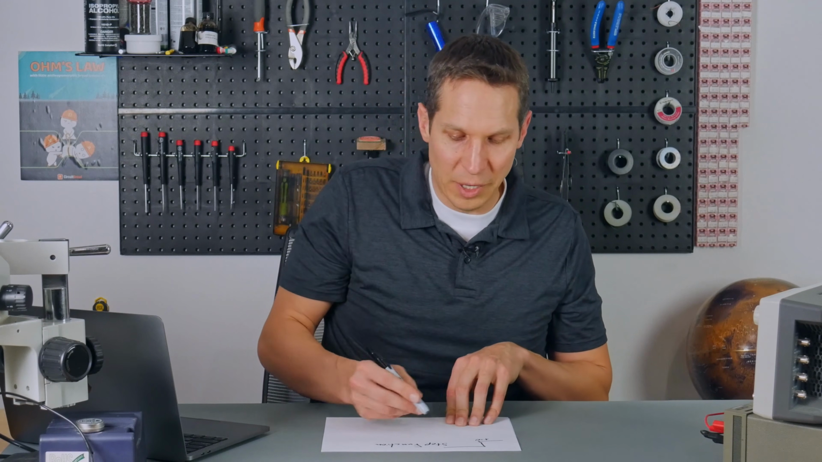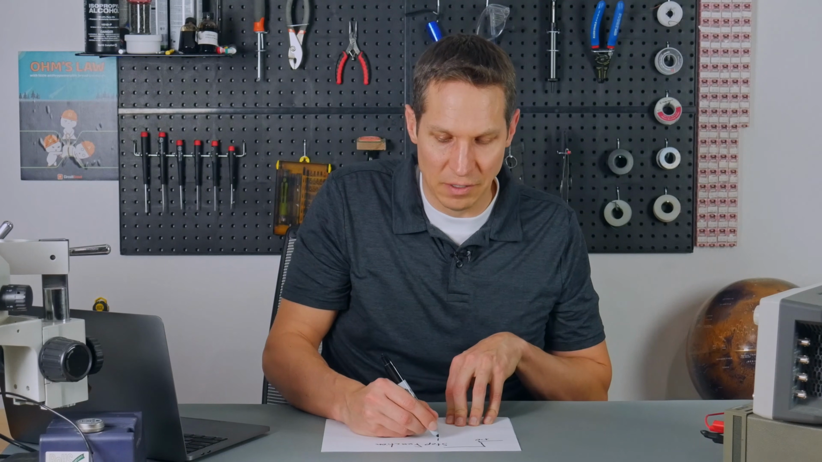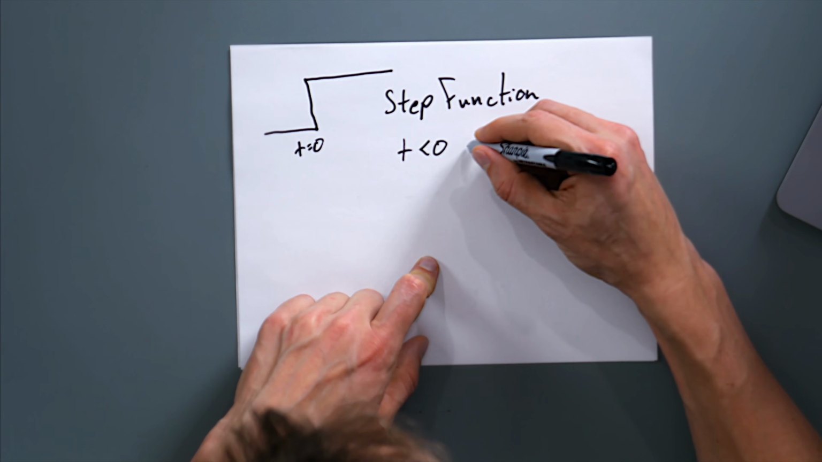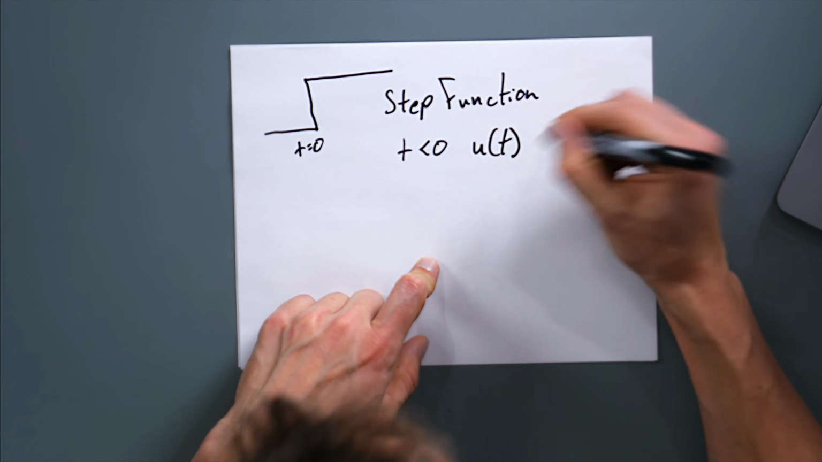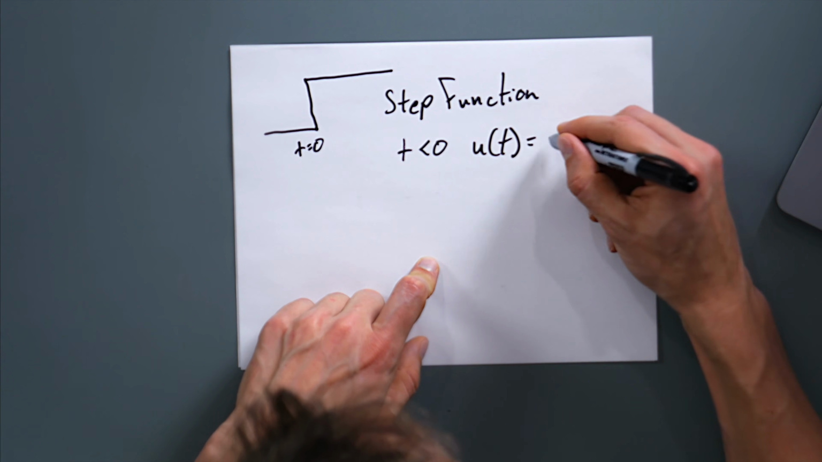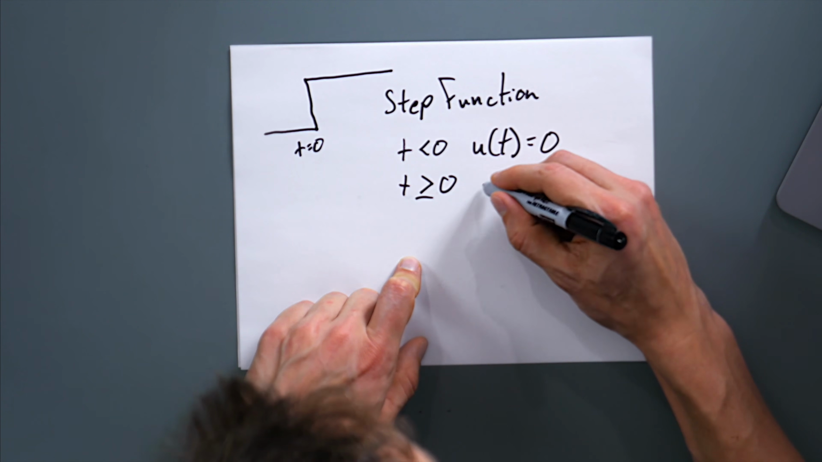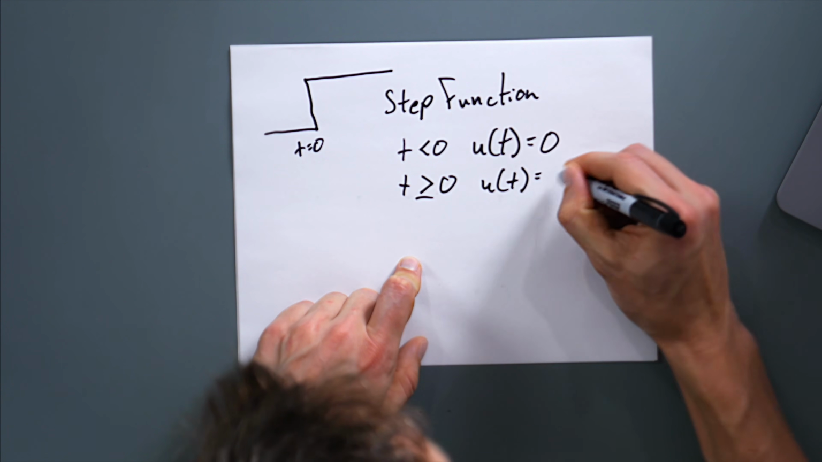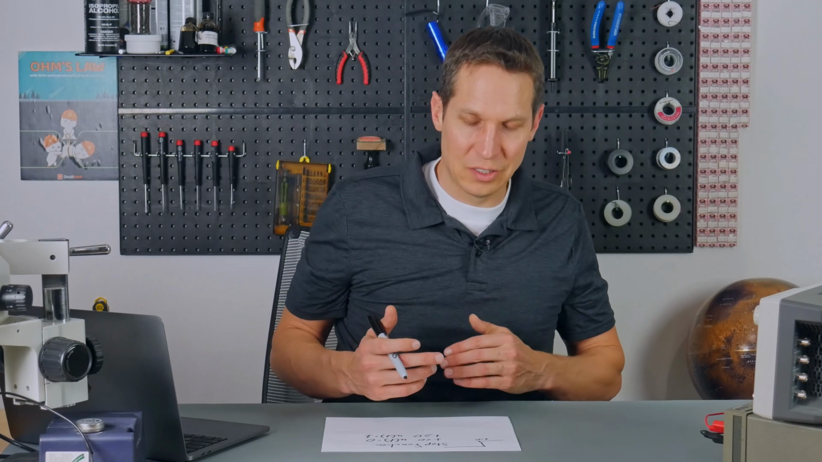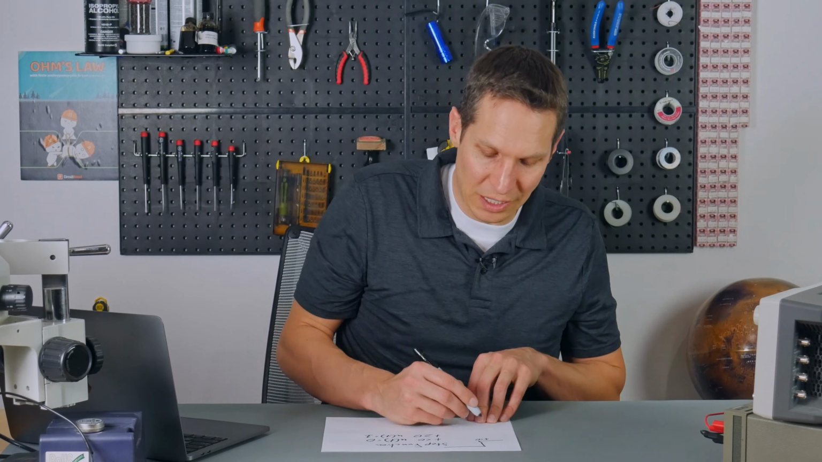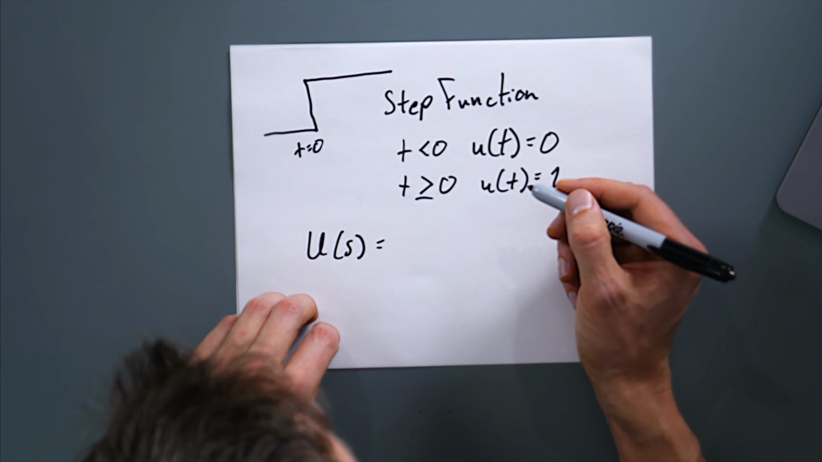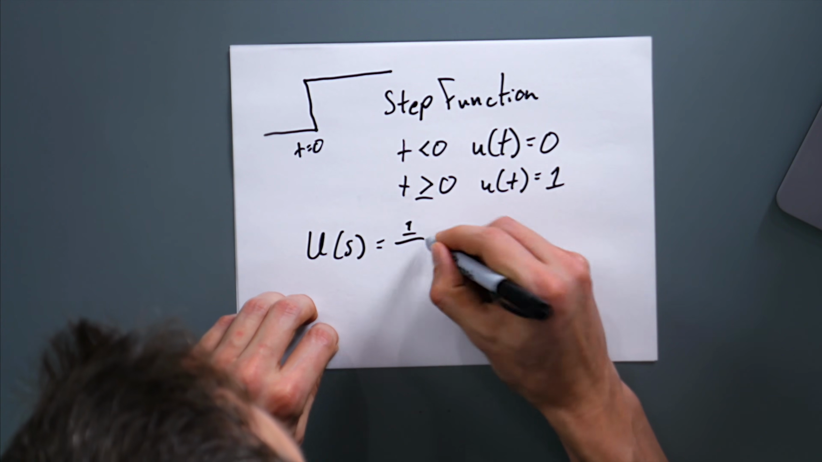If you were to talk about this in the time domain, you'd say for time less than 0, your function u(t) equals 0, and for time greater than or equal to 0, u(t) equals 1. Now this isn't super helpful at the moment, it's just good for you to see mathematically what it means, but it is very helpful to know that in the Laplace domain, U(s) equals 1 over s.